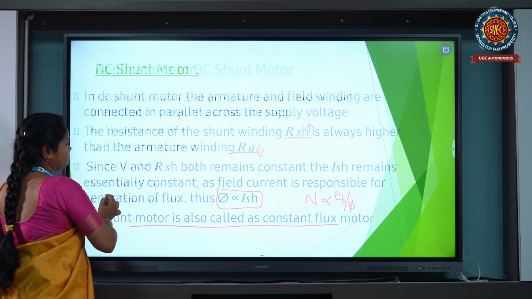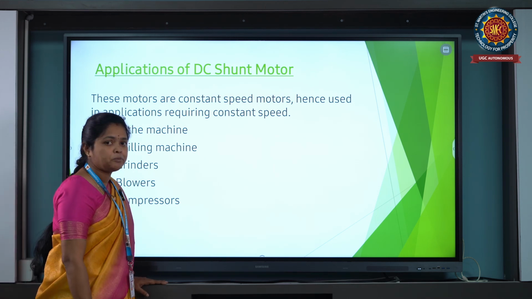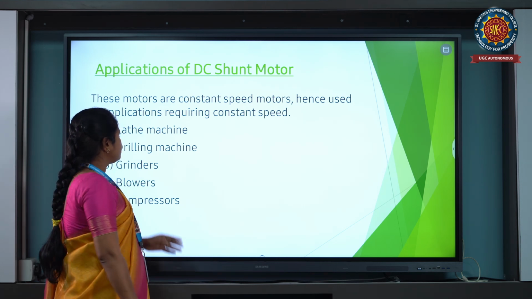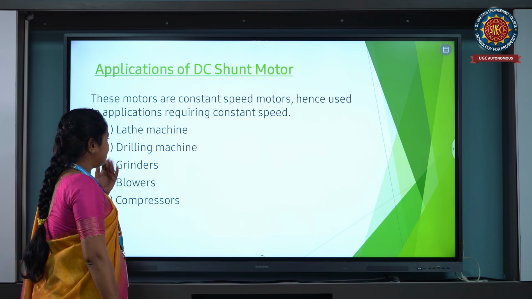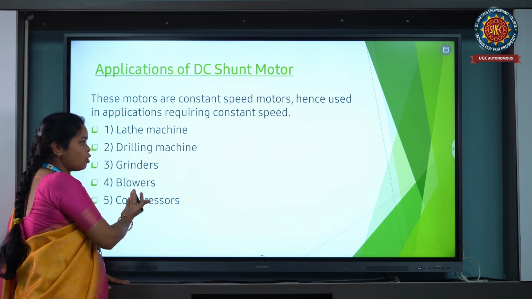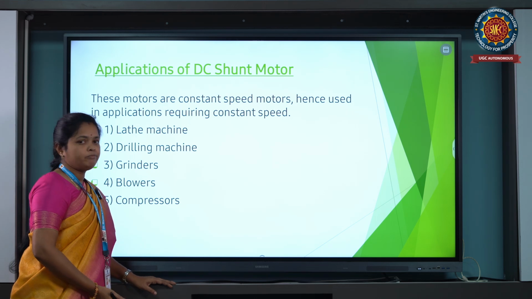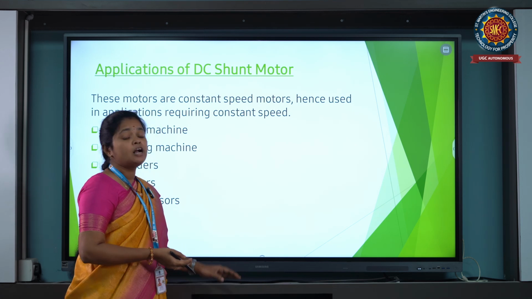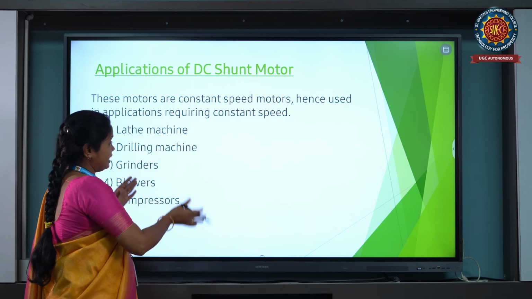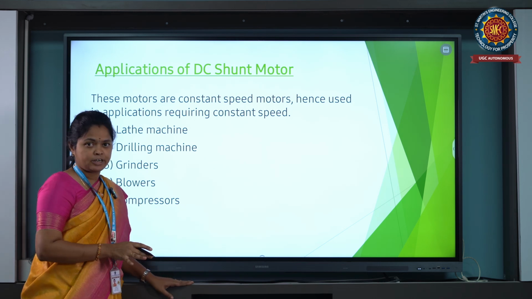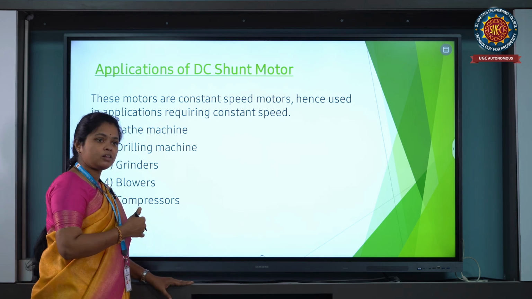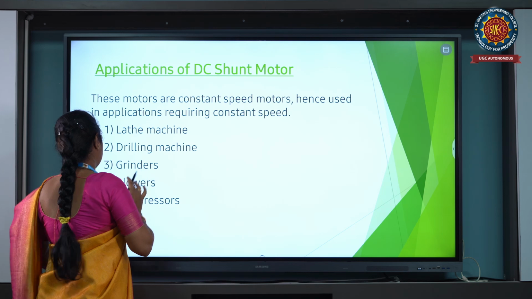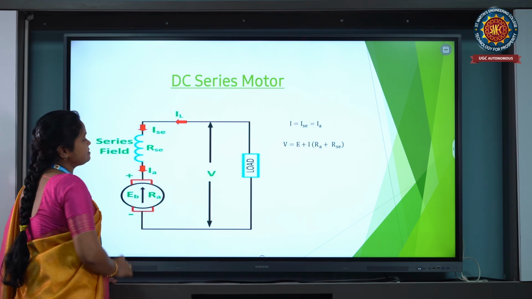Next, where are they applicable? The applications of DC shunt motors: we regularly use them for domestic purposes, mainly lathe machines, drilling machines, grinders, blowers and compressors. Why? Because it is a constant speed and constant flux motor. In fans, lifts and all the blowers, these types of motors come under the DC shunt motor. And next is the DC series motor.